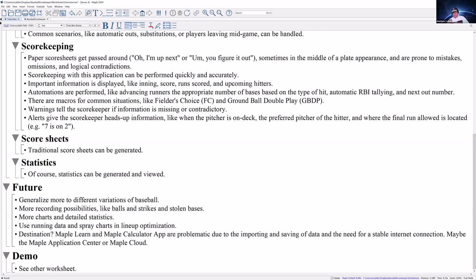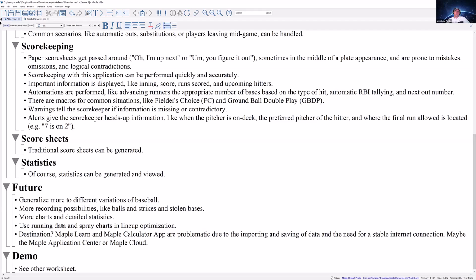This is geared towards 3-pitch and slow pitch, but there are some variations like hardball that I want to take into account. I don't record balls and strikes or stolen bases because they're not relevant, but in hardball they are. We can do more with statistics, more charts. That'd be useful.